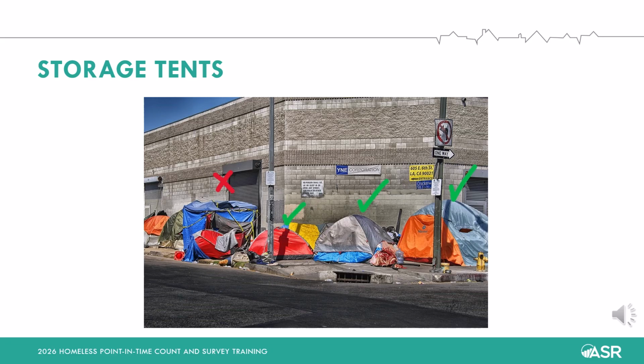The tent on the left side of the image is a good example of a tent intended for storage. If you look closely, you can see the shopping cart is not quite covered completely, which serves as a strong indicator that nobody uses it for sleeping. This tent should not be included in the point-in-time count.